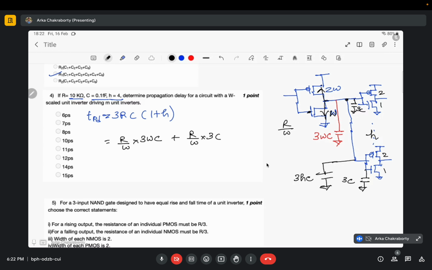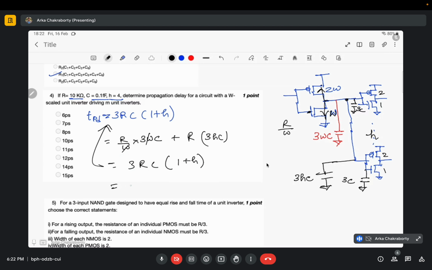Okay, here R by W will not come, it would be R into C into H into 3HC, sorry, 3HC. Okay, it would be cancelled. If I take 3RC common, it would be 1 plus H. This is how he is getting this expression.